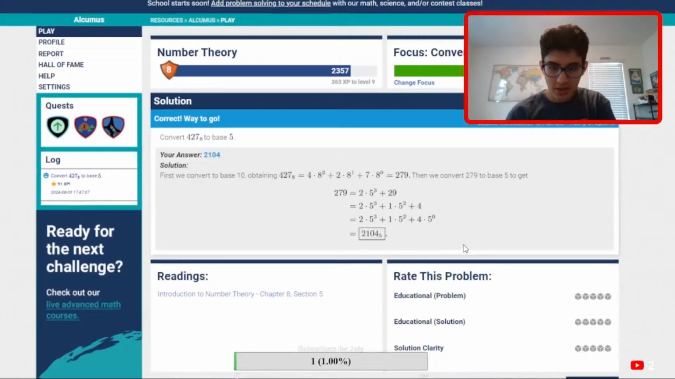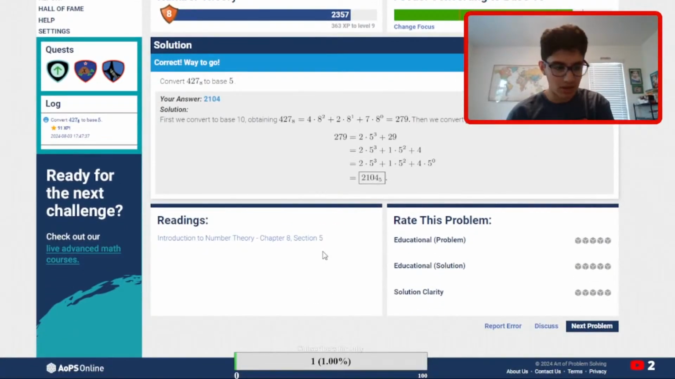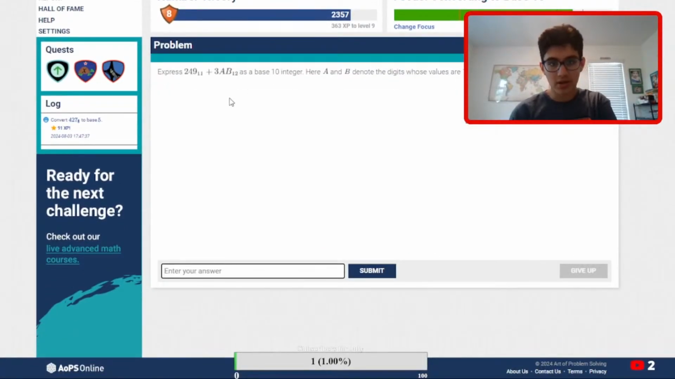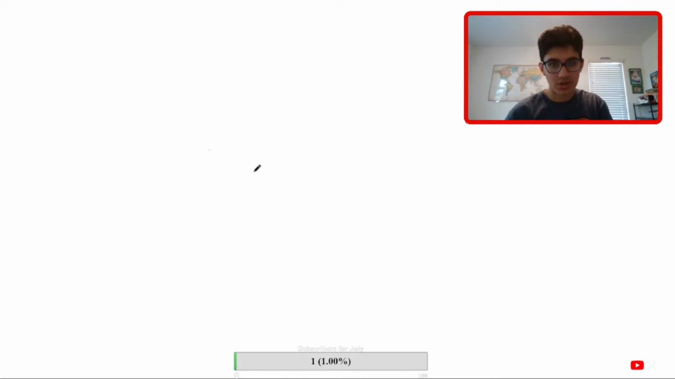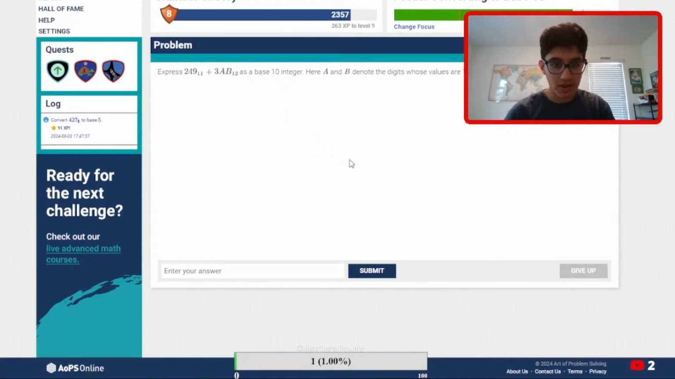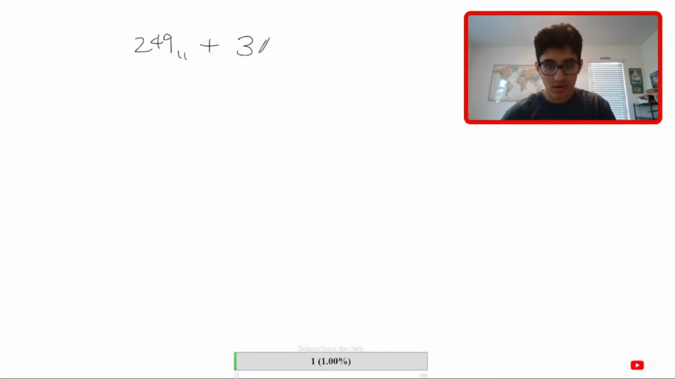And I just want to make sure that they aren't doing any special tricks here. So yeah, all the answers are pretty similar to what I've been doing. So not too bad. Express 249 base 11 plus 3ab base 12 as a base 10 integer. Okay. So, a and b are like 10 and 11, right? Yeah, over here, 10 and 11. 249 base 11. Let's make sure we write this correctly. 249 base 11. 3ab base 12.